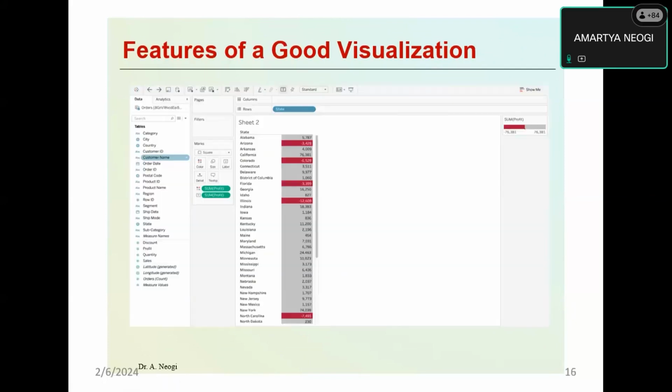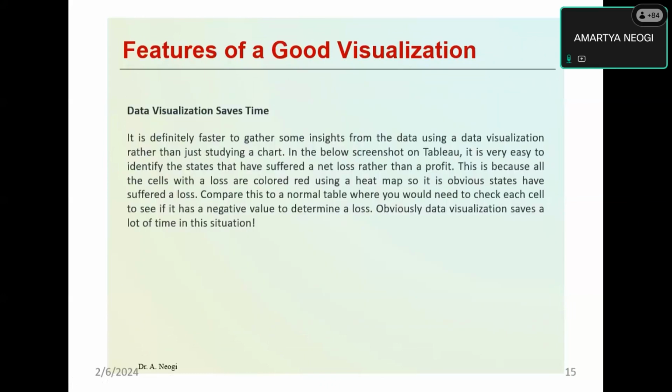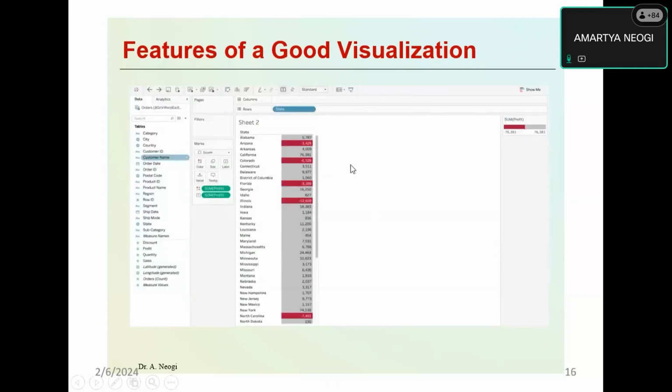And data visualization obviously saves time because it is easy to identify the different losses that a company or enterprise incurred rather than the profit. This is because all the sales with loss are colored with a different color in a heat map. So as you can see here, this is a heat map, where we can find out clearly which countries have incurred losses and which countries have made profit.